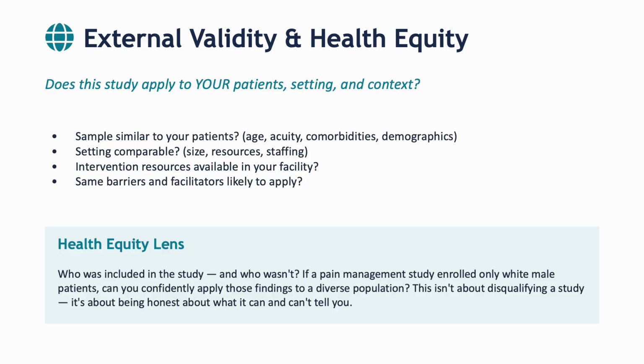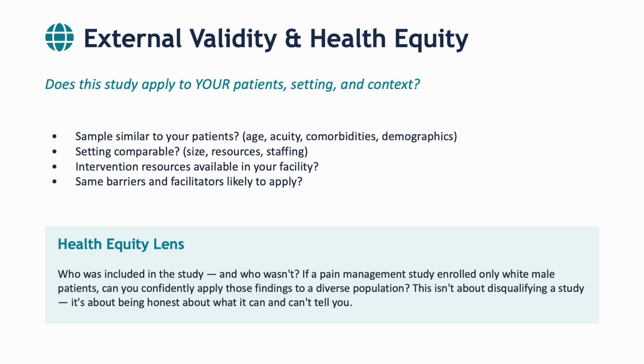And there is an even deeper, profoundly important layer to external validity that we have to discuss. We need to look at the evidence through a health equity lens. This isn't about resources. This is about basic human biology and representation. Right. You have to look at who was included in the trial, and more importantly, who was structurally excluded.